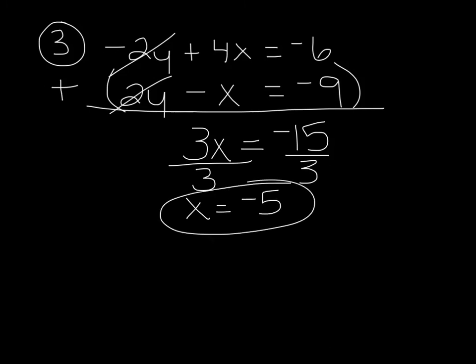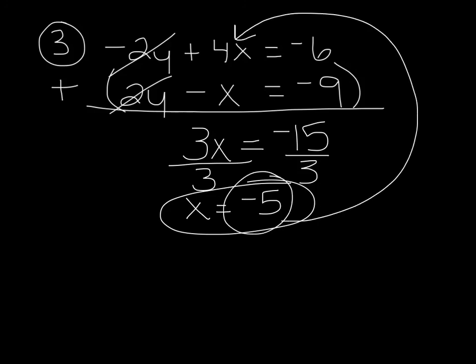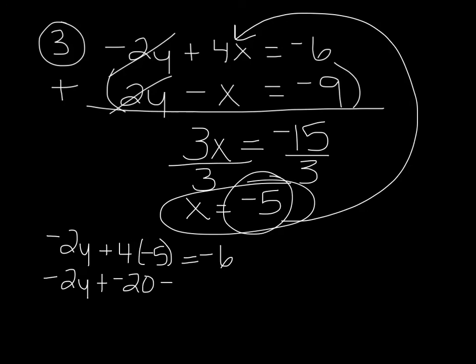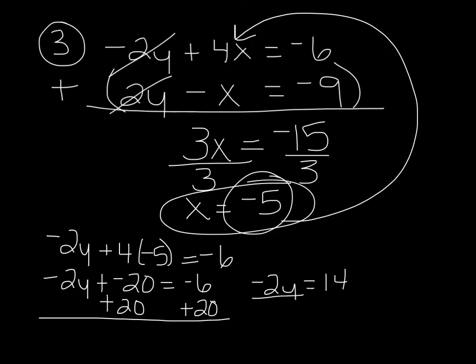There's your first answer. We're going to take that negative 5 and plug it back in for x up here. So we have negative 2y plus 4 times negative 5 equals negative 6. Negative 2y plus negative 20 equals negative 6. Add 20. You get negative 2y equals 14. Divide by negative 2. You get y equals negative 7.